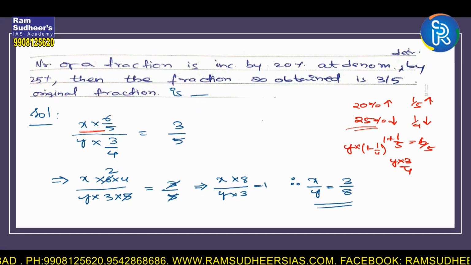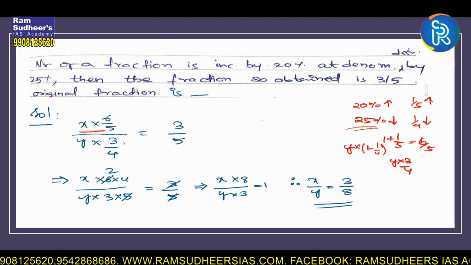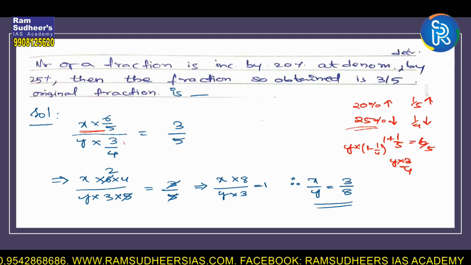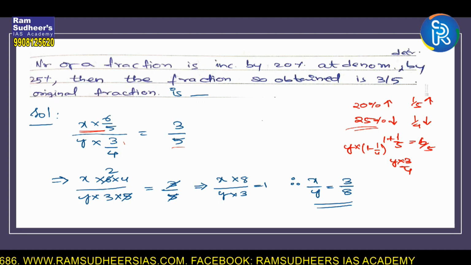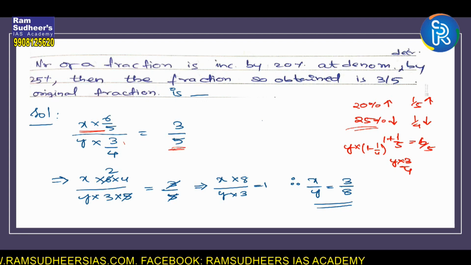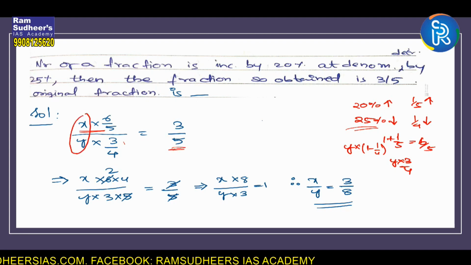Now, on increasing the numerator and decreasing the denominator with the terms given in the question, my right hand side would be 3 by 5. He's asking us to find the original fraction. The original fraction here is x by y. On continuing with solving the equation, my x by y would be 3 by 8, which is my answer. I think you have understood this question. Moving on to the next question.